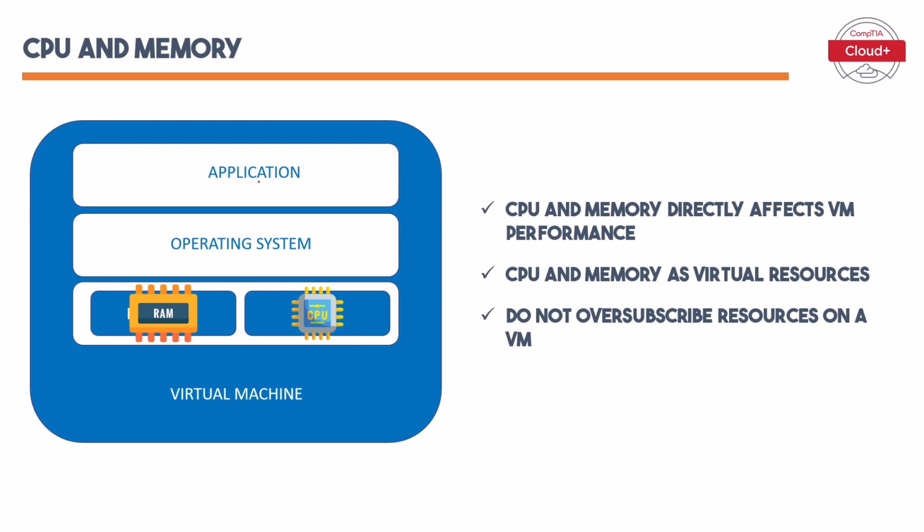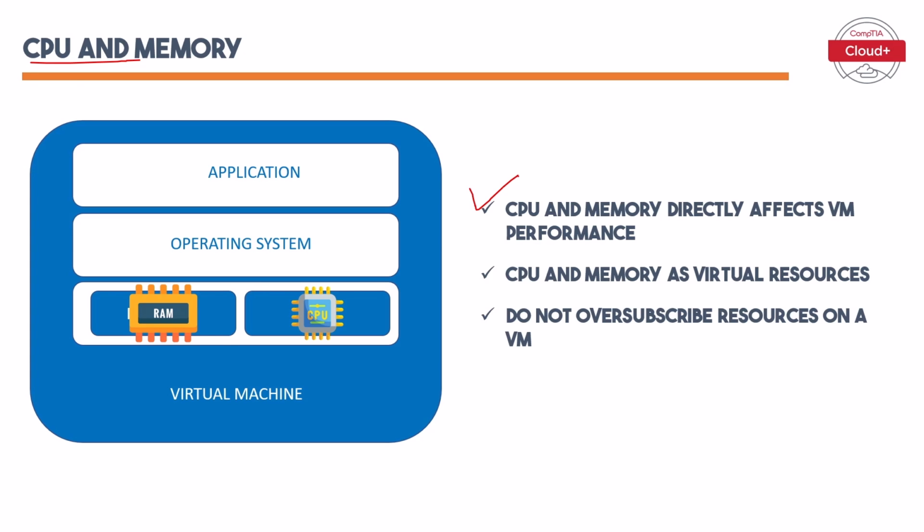Now let's talk about the specifics of each of the components. The first one is the CPU and memory. The CPU and memory directly affect the VM performance. They are the two components that directly affect the performance of the VM. They're also the two resource types that are most dependent on server physical resources.